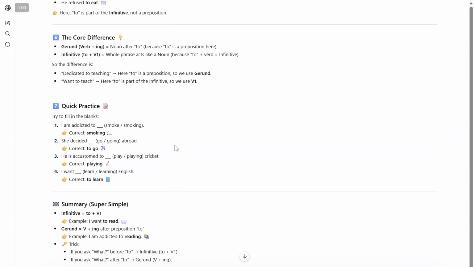Summary, super simple. Infinitive equals to plus V1. Example, I want to read. Gerund, V plus ing after the preposition "to." Example, I am addicted to reading. Trick: if you ask "what" before "to," infinitive, to plus V1. If you ask "what" after "to," gerund. That's the deep concept explained in a very simple way.